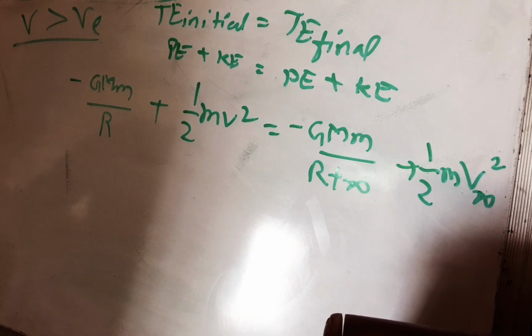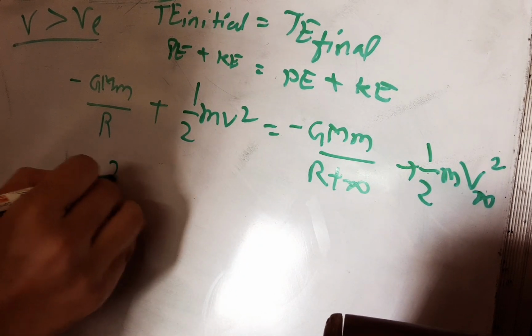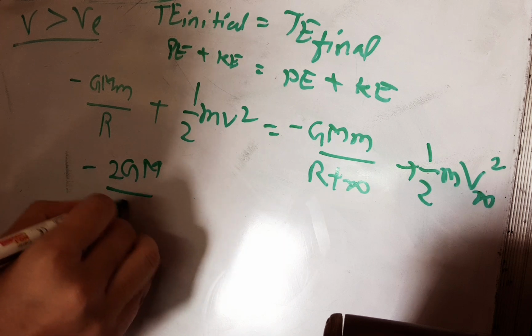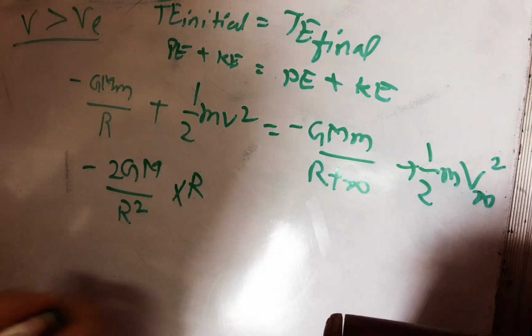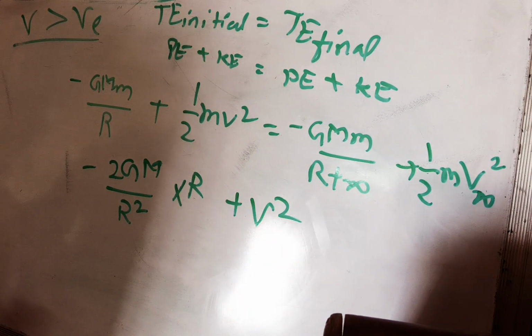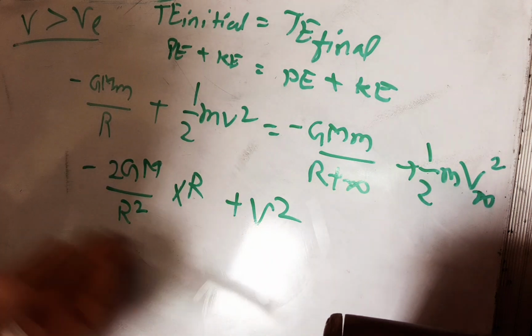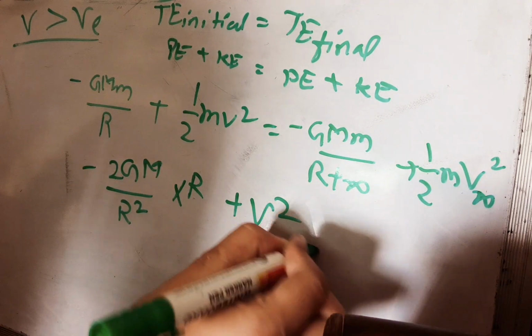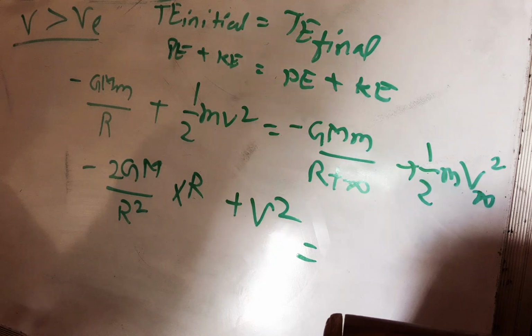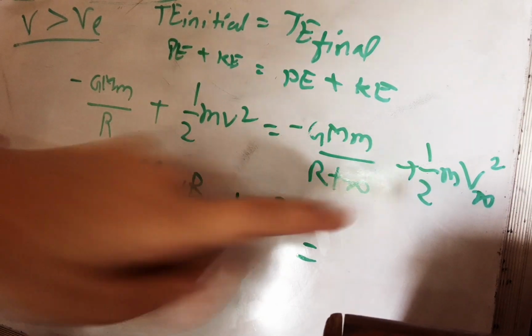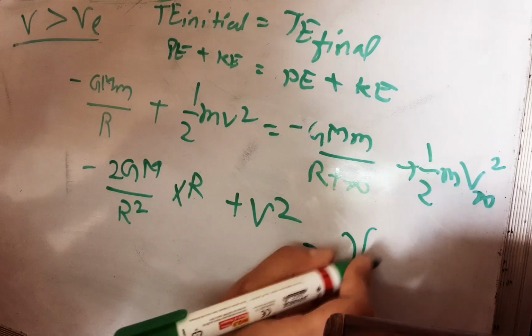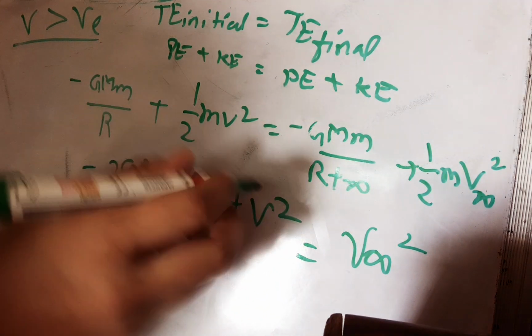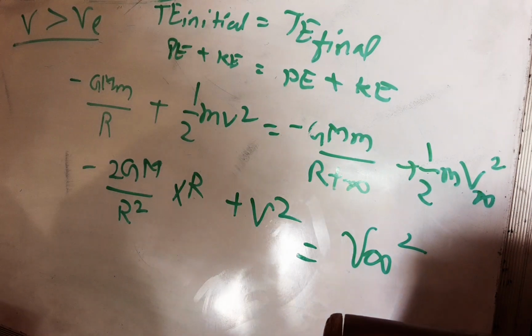Okay, so when you solve this, what do you get? Minus 2GM upon r square multiplied by r, plus v square. I'm solving by just taking the LCM. This is equal to, here this term gets cancelled because r plus infinity has no meaning, and small m gets cancelled, so it is equal to v infinity square. That's why I did not write small m, because it cancels everywhere.